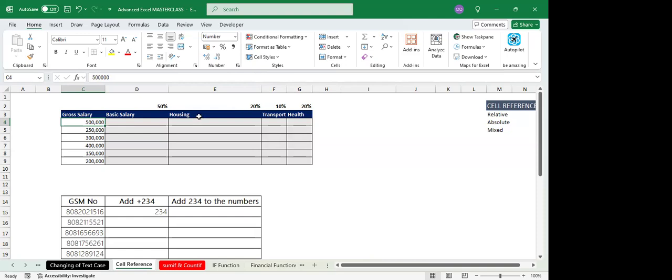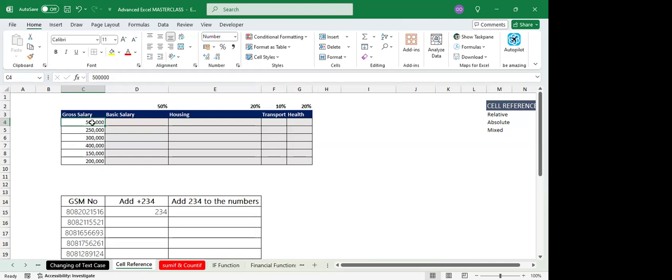20% is your housing, it's going to take care of your housing allowance. 10% is going to take care of your transport allowance, and another 20% is going to take care of your health allowance. We have 50, 20, 10, 20. If you add all of this together, it will come back to result into 100%. So this is the breaking down of the salary given to some set of employees in an organization.